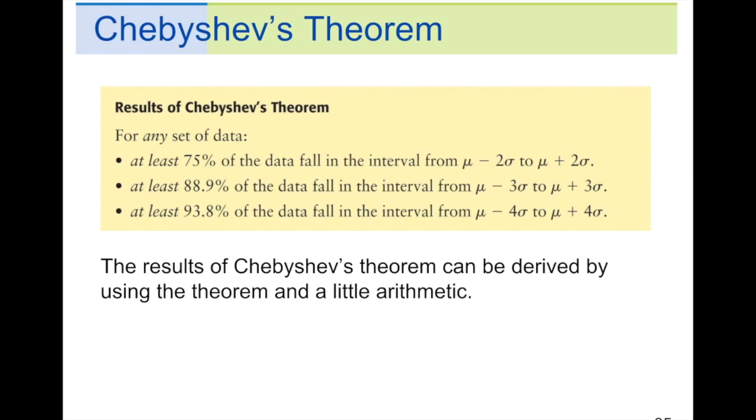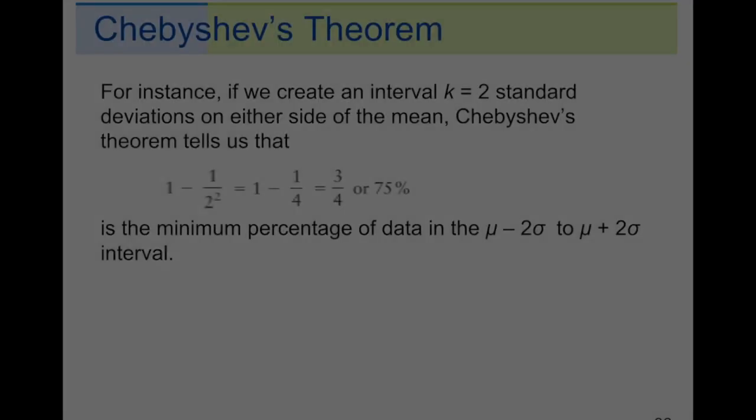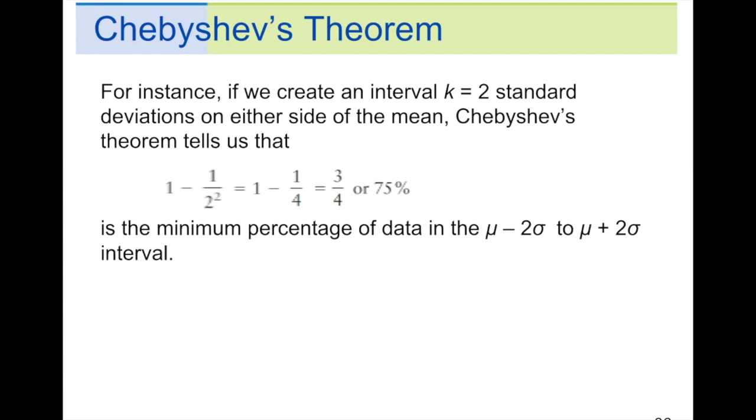The results of Chebyshev's theorem can be derived by using the theorem and a little arithmetic. For instance, if we create an interval k equals 2 standard deviations on either side of the mean, Chebyshev's theorem tells us that 1 minus 1 over 2 squared, which is 1 minus a fourth, which is 3/4 or 75%, is the minimal percentage of the data in the mu minus 2 sigma to mu plus 2 sigma interval.